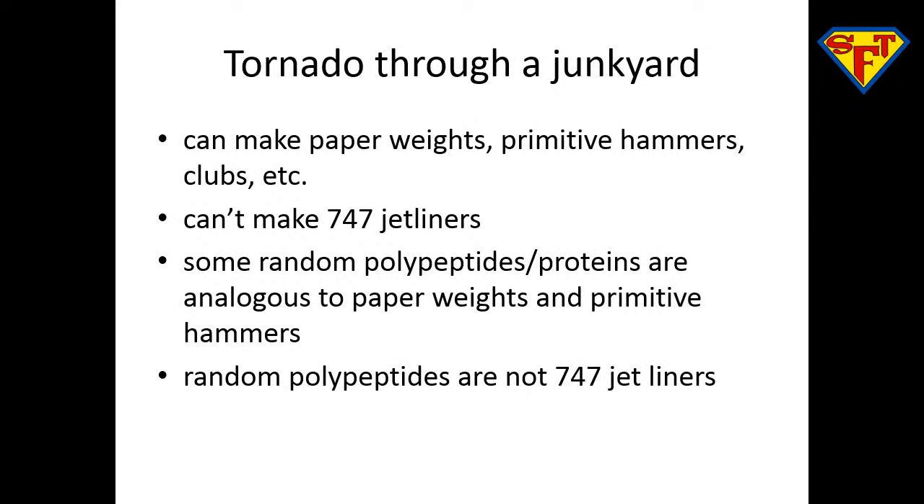One thing that is often done, and it's misleading. I'm reluctant to use the word dishonest, but it's very misleading. A tornado can pass through a junkyard, and it can make paperweights, primitive hammers, and clubs, but it can't make a 747 jetliner. So let's say a tornado passes through a junkyard. It can make a primitive hammer, but it's not going to be able to make a jackhammer that has all these gizmos and needs electricity or whatever, or some engine to get it going. So it's not very honest to take one example where we take a random polypeptide and show that it can catalyze some reaction and then say, hey, well, look, we've made a functional protein. That's very misleading.